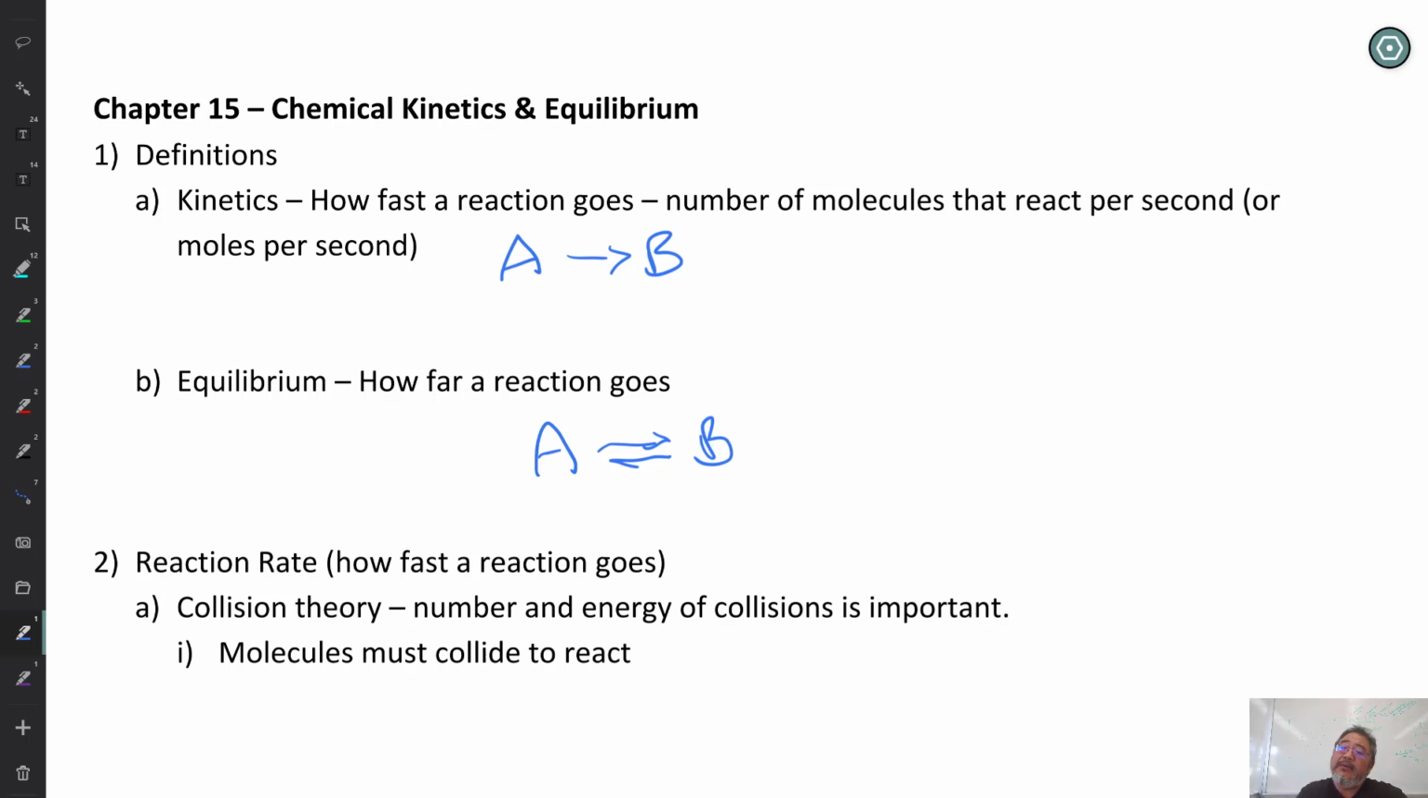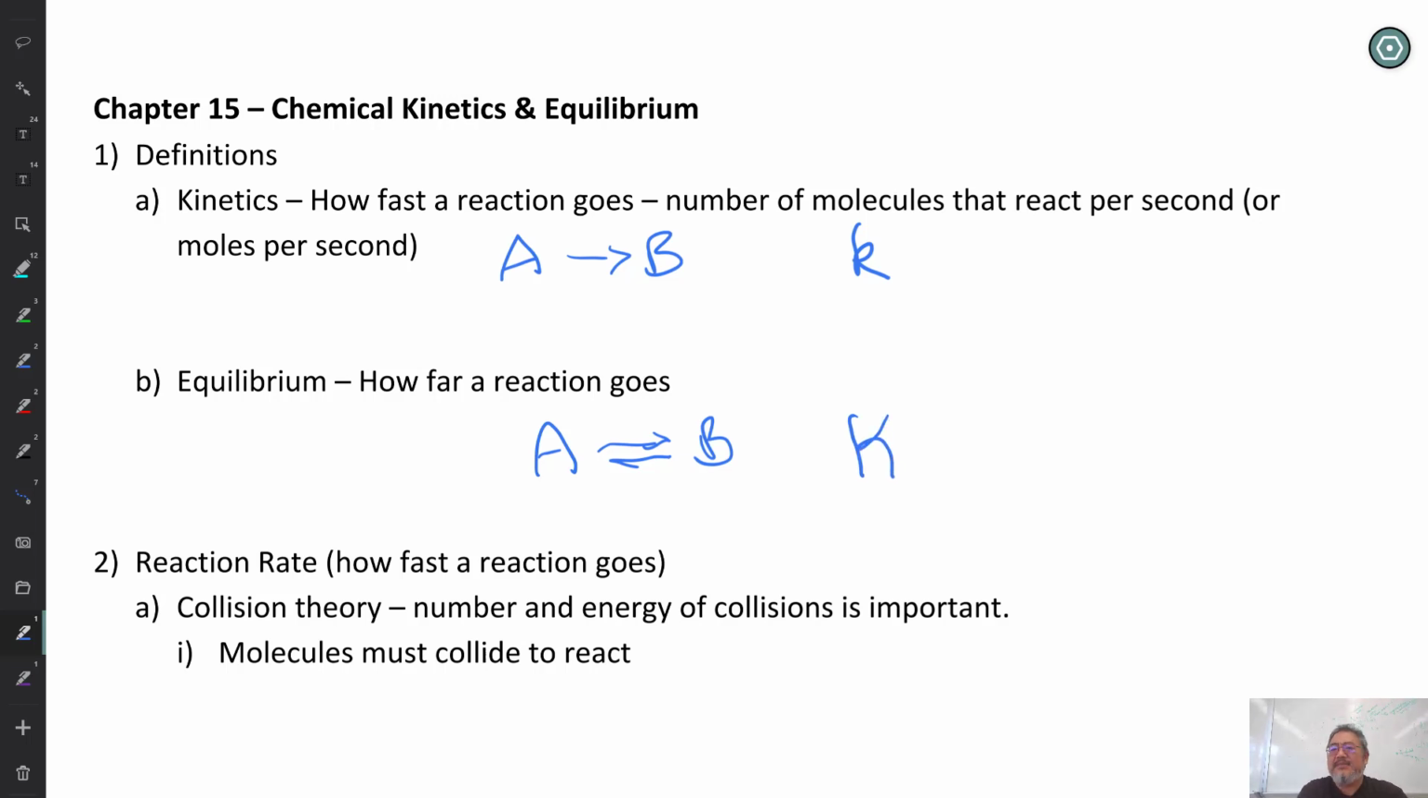But in chemical equilibrium, we're just trying to see how far a reaction goes. When the molecule A goes to B, at the same time, some of the molecules of B in a reversible system will convert back to A. And it turns out many chemical reactions are reversible. So for A to B in kinetics, we're going to get a rate constant, which is usually a lowercase k. And for A goes to B in equilibrium, we're going to get an equilibrium constant. That's going to be a capital K.